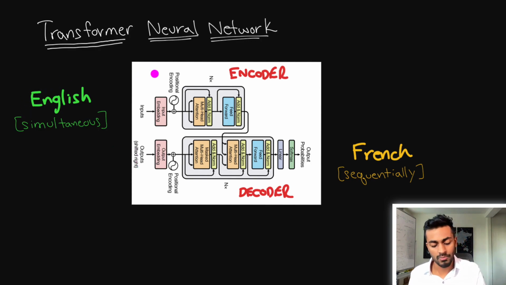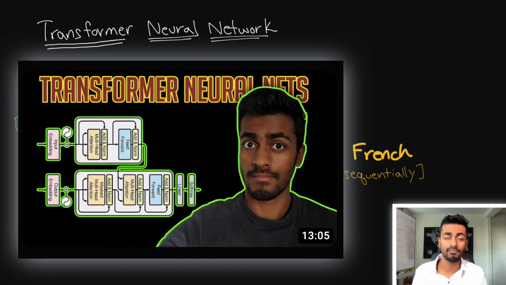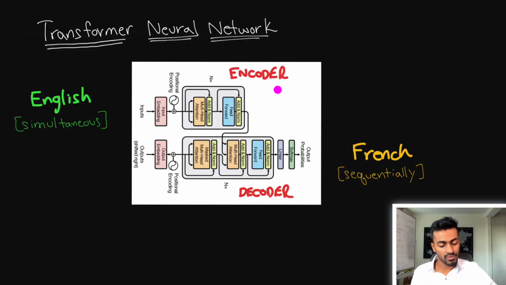Now, I've explained in much more detail how this training works in my video on transformer neural networks, so please do check it out for more information. What's really cool about this architecture is that we now have two components, an encoder and a decoder, that have some sort of contextual understanding of language and can be used as a base for language models.